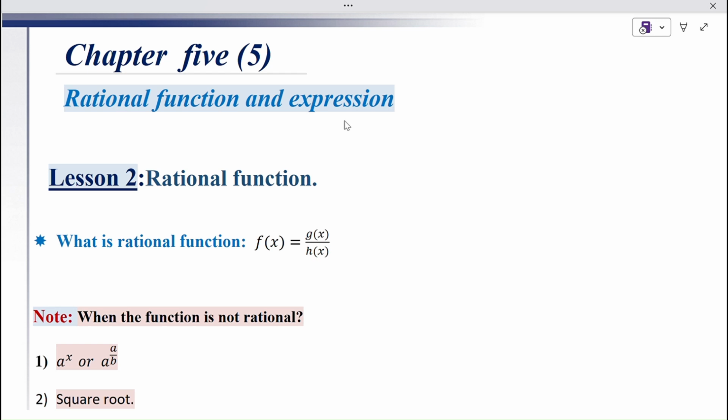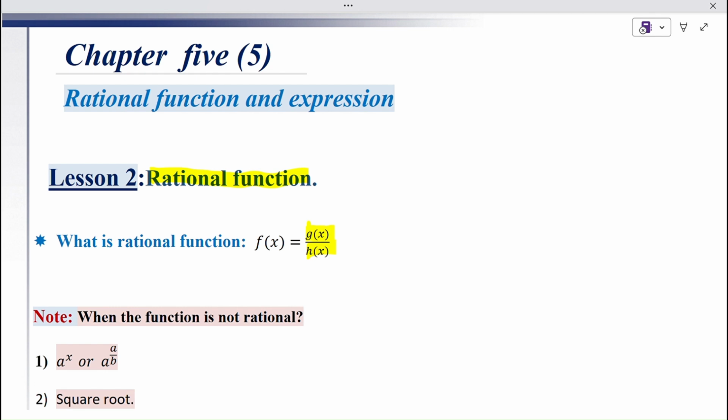Hello guys, this is the second lesson of chapter 5 about rational functions. What is a rational function? A rational function is a function that can be expressed as a ratio of two polynomial functions. Here, g of x and h of x both are polynomial functions.